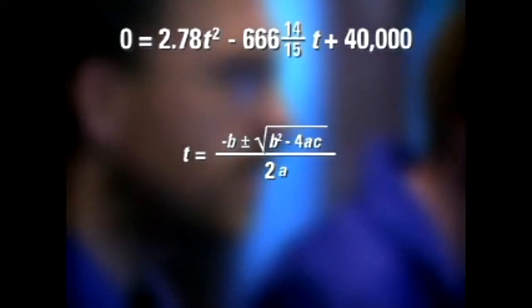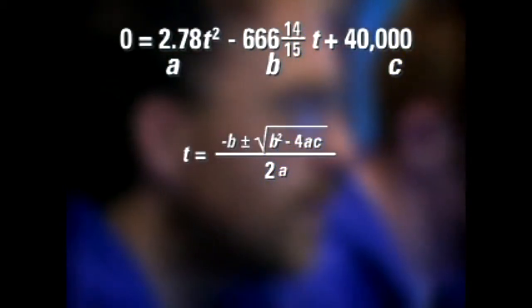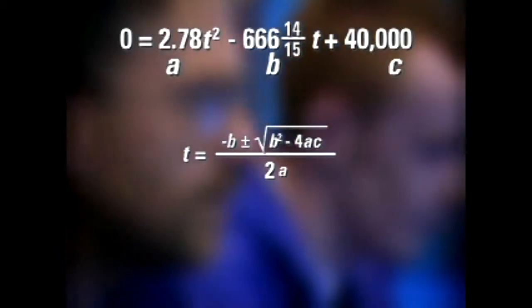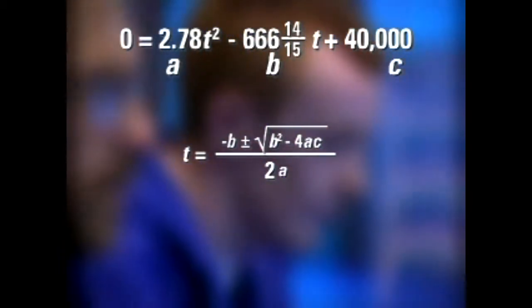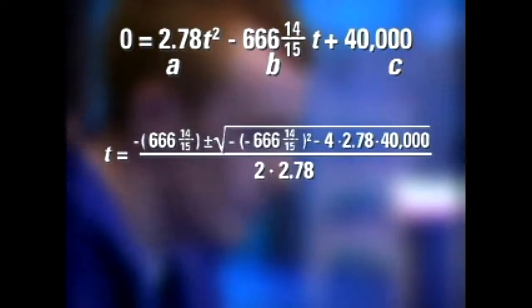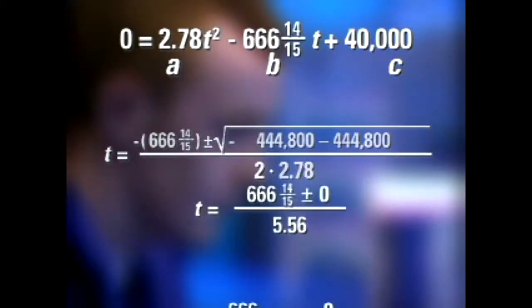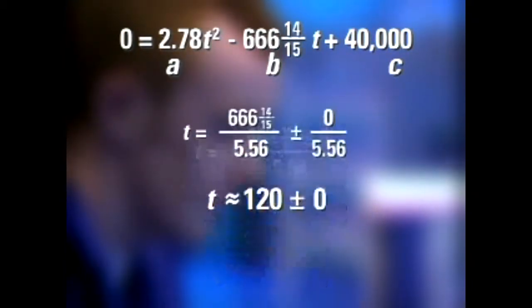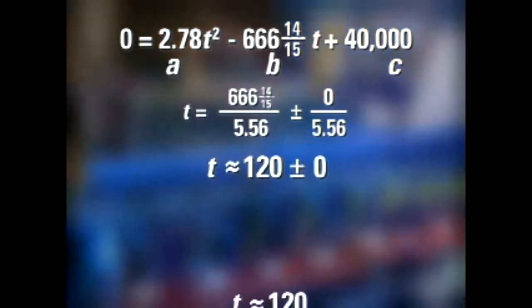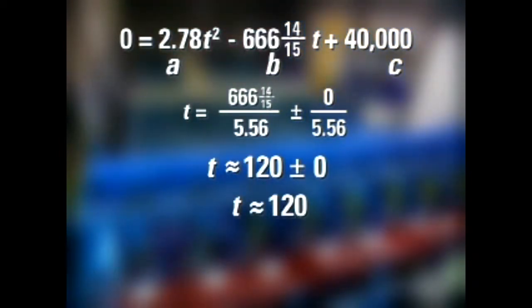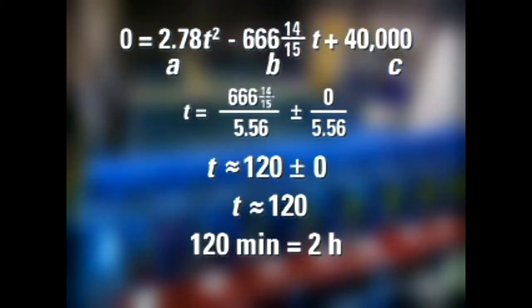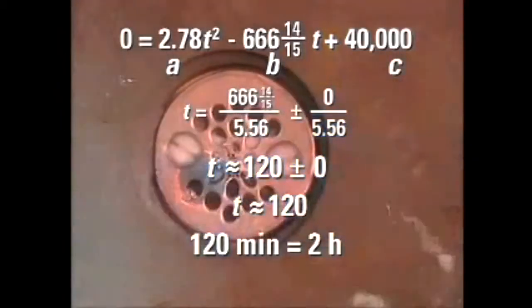From the engineers, these are the values for A, B, and C in the expression for the volume of water in the emptying tank. C is 40,000, the number of gallons of water in the tank. Substitute these values into the quadratic formula and you get the root, or roots. So T equals about 120 plus or minus 0. And the time for emptying the tank is about 120 minutes, or 2 hours.